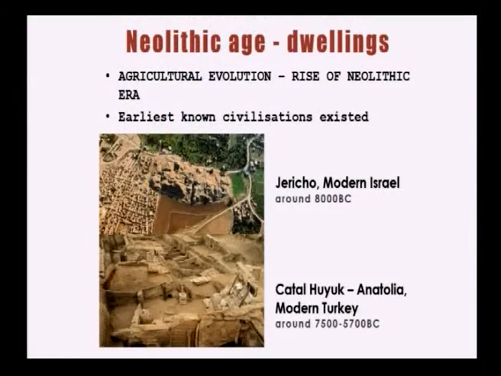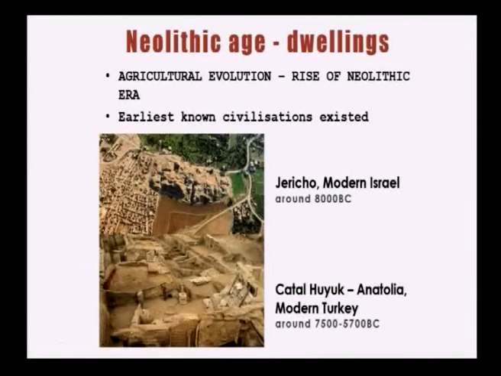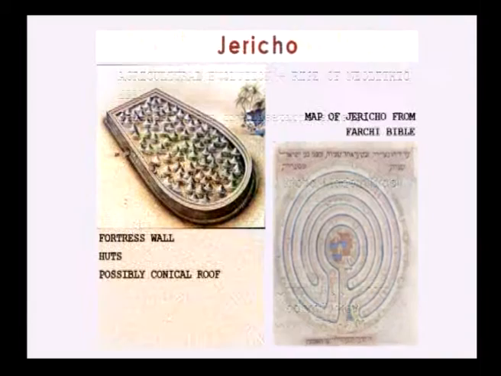As we had learned before, the agricultural revolution gave rise to the Neolithic era, and the earliest known civilizations existed in this era. Two best examples of Neolithic settlements are Jericho, in modern Israel, which was formed around 8000 BC, and Çatalhöyük, in Anatolia, modern Turkey, which was occupied around 7500 to 5700 BC. Now, let us continue with Neolithic age dwellings. We had seen two examples, Jericho and Çatalhöyük. Now we will look into detail.